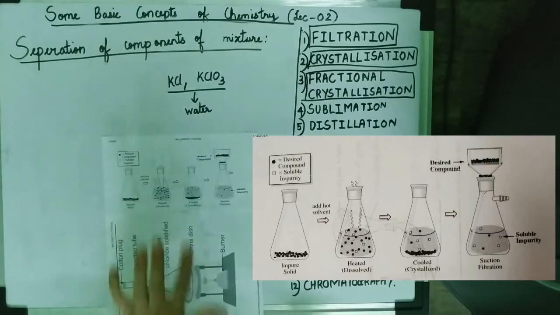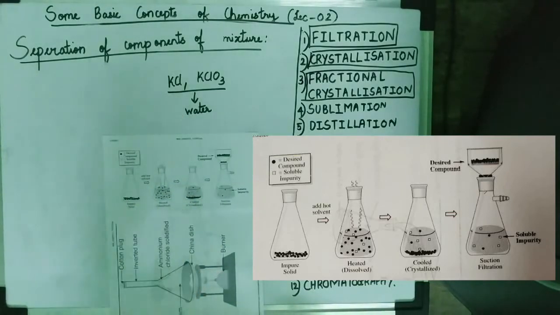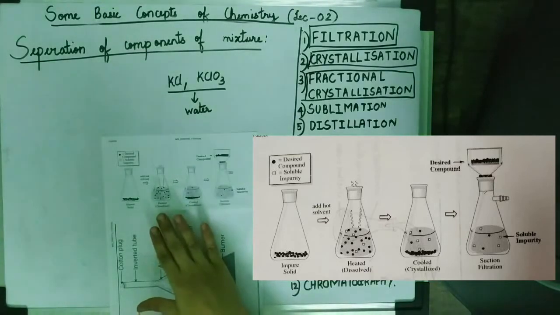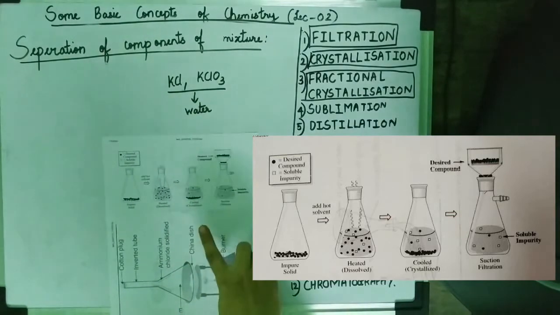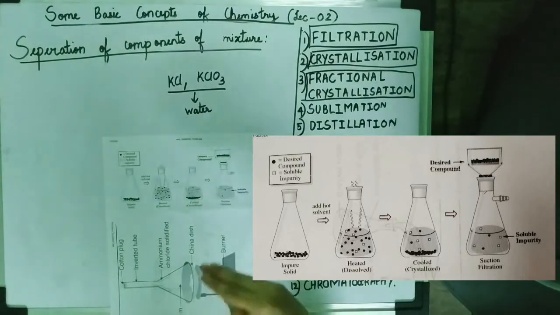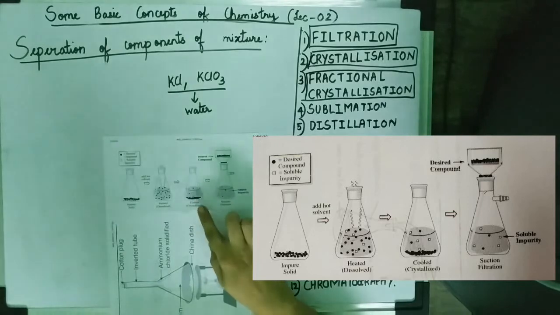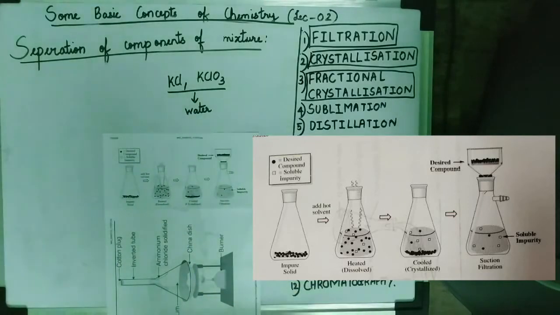Now we will add that common solvent, which is water. We'll add water, and we heat this mixture. Now both KCl and KClO3 will get dissolved in water. And then we'll gradually cool the mixture. After cooling, the substance which is not soluble or which is less soluble will crystallize first. So in this case, what will crystallize first? KClO3. So KClO3 will get crystallized, and what will remain in the solution is KCl, since its solubility is higher.